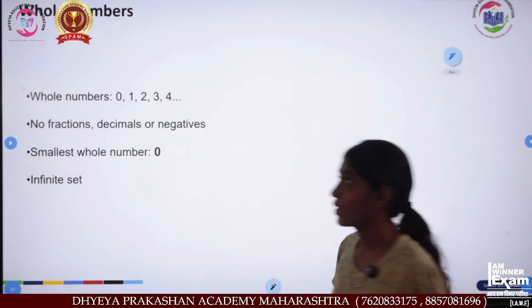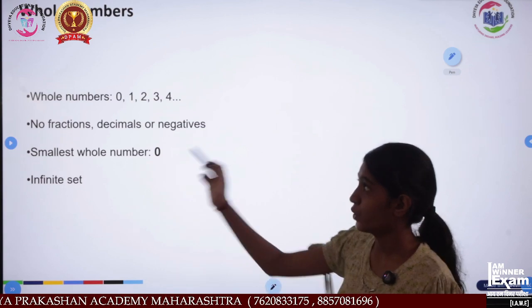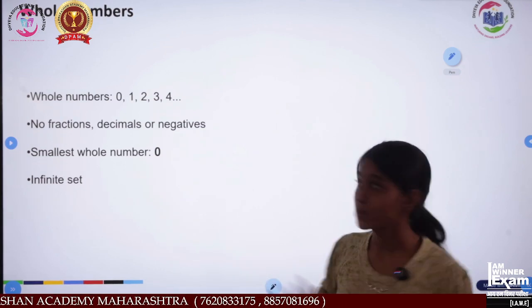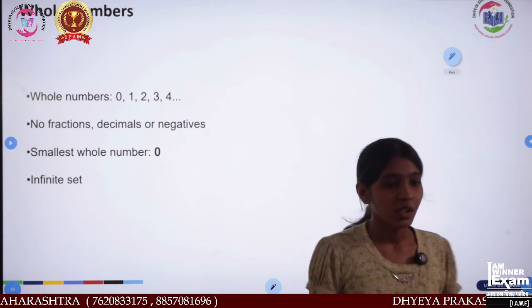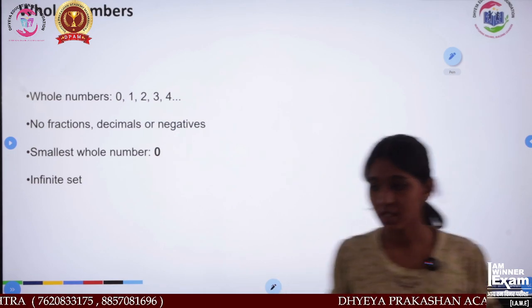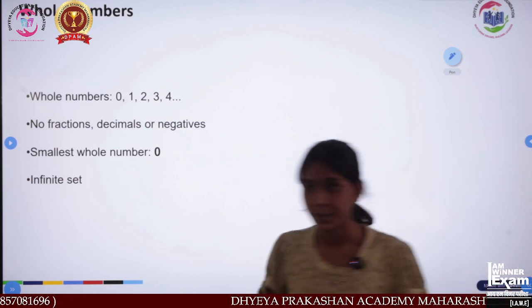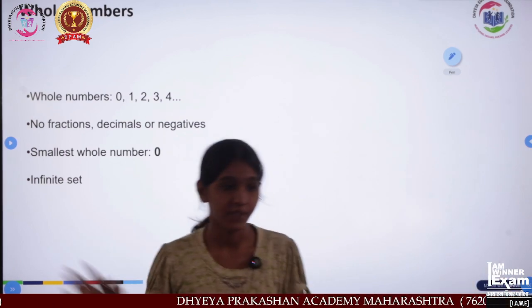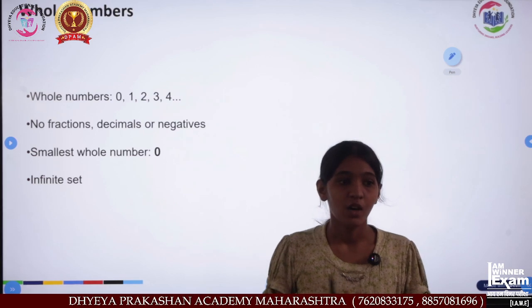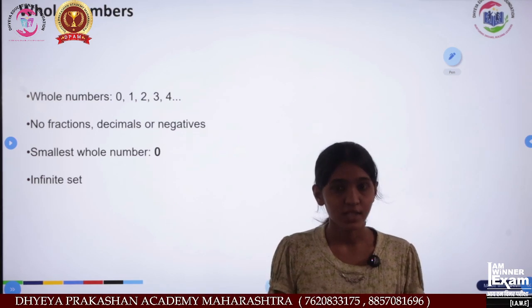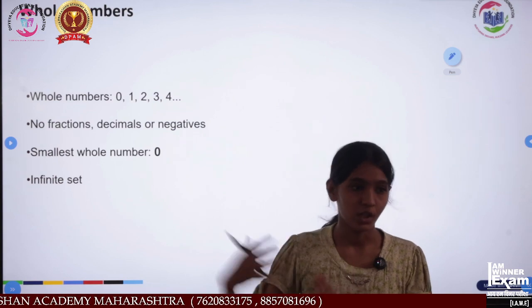Let's discuss what is a whole number. Whole numbers are 0, 1, 2, 3, 4 and so on. Let's take an example. A whole number is nothing but a number which is completely available, like 0 to infinity. No fraction, no decimal, no negative, only positive numbers from 0 to infinity.